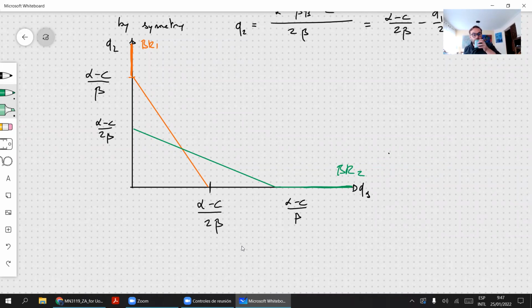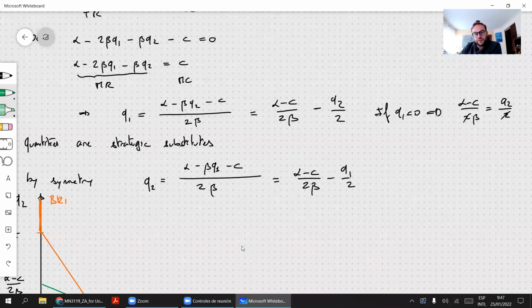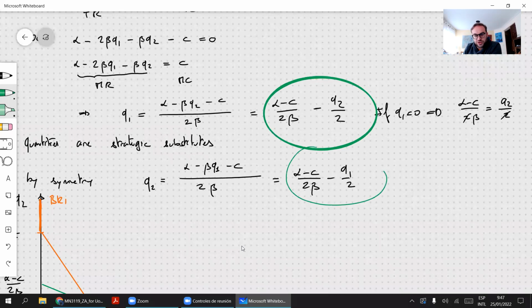I'm sorry, could you repeat that last part about being symmetrical? The last green line. So it's just what happens to firm 2, right? So the graph is going to be symmetrical. We know that the best responses are symmetrical, so the only thing that you're changing is the subindexes. Whatever was with subindex 1 now is with subindex 2 and vice versa.